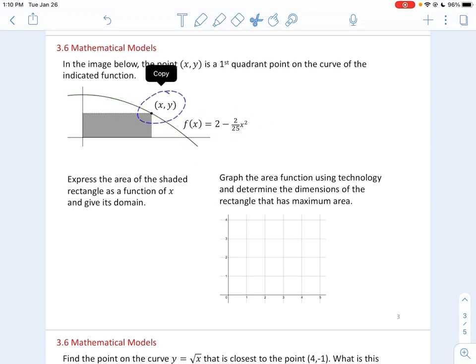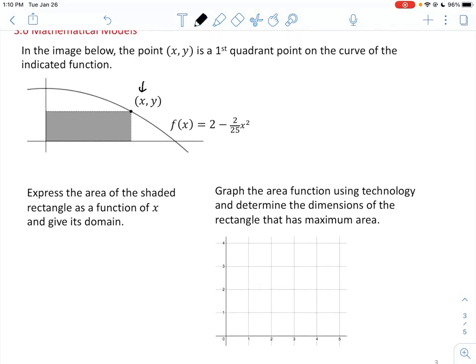And so we have some point on that curve, and from that point we're going to construct this first quadrant rectangle that's shaded in gray. Our goal is to express the area of the shaded rectangle as a function of x and give its domain. I can plug 2 in for x here and see what the y-coordinate would be.